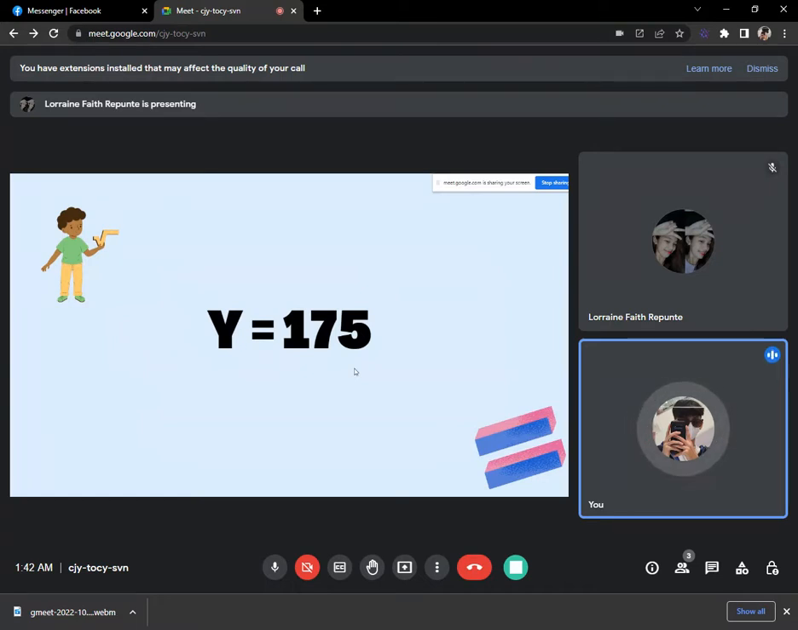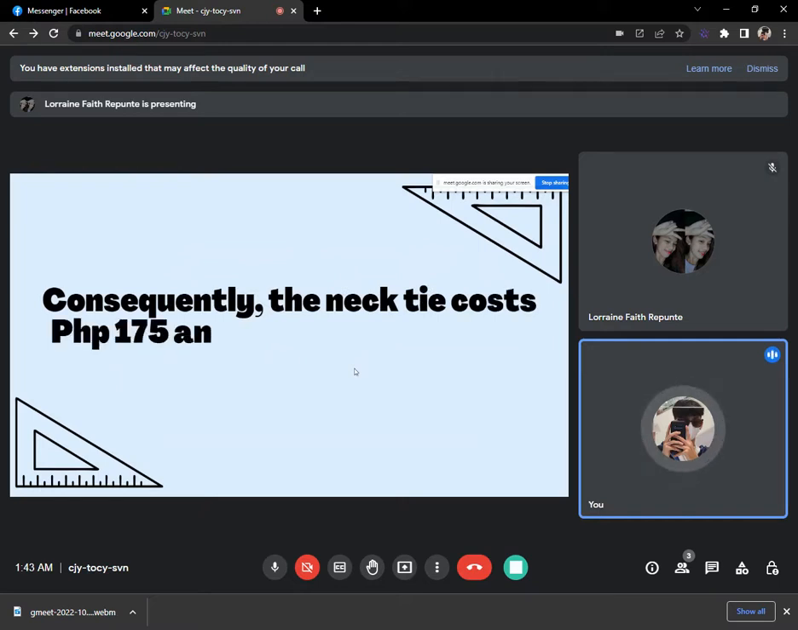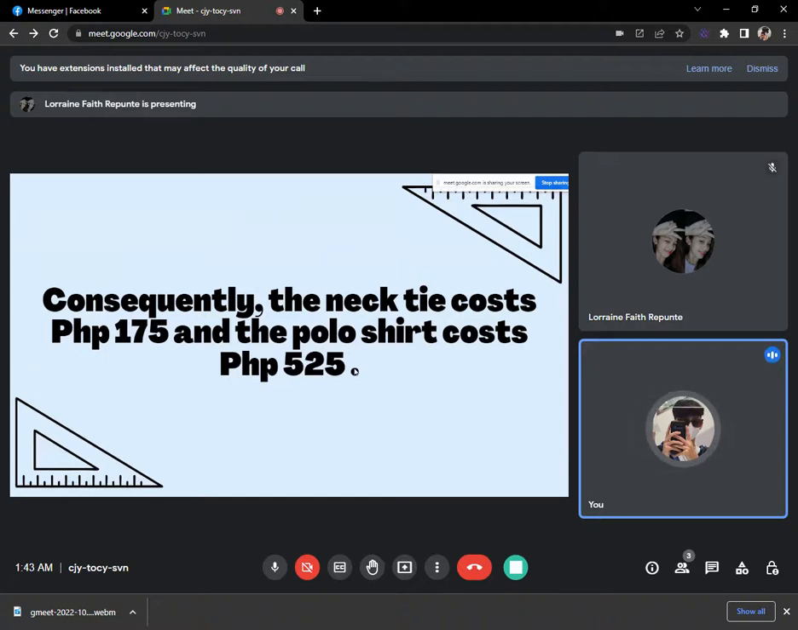To know the cost of the polo shirt, since we already know the cost of the necktie, we solve y plus 350, where y is 175. So 175 plus 350 is equal to 525. In this case, we come up with 525, which is the actual cost of the polo shirt. Consequently, the necktie costs 175 pesos and the polo shirt costs 525 pesos.